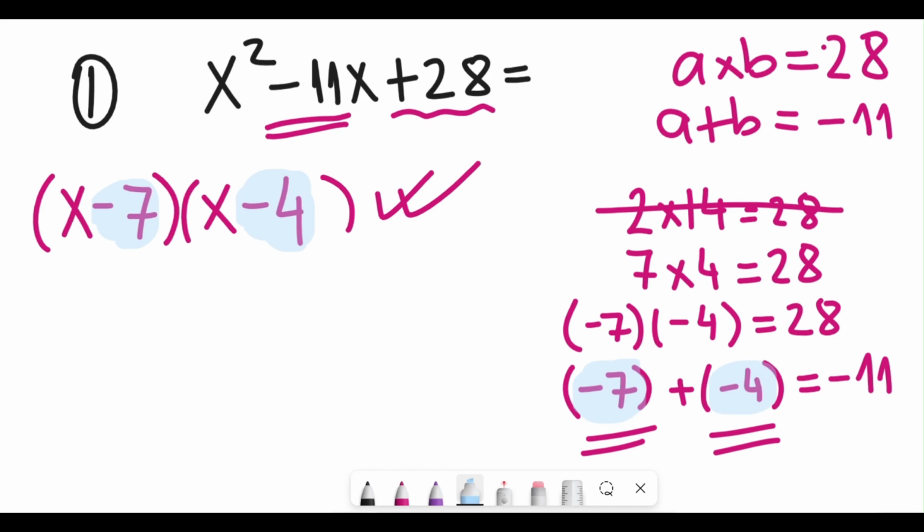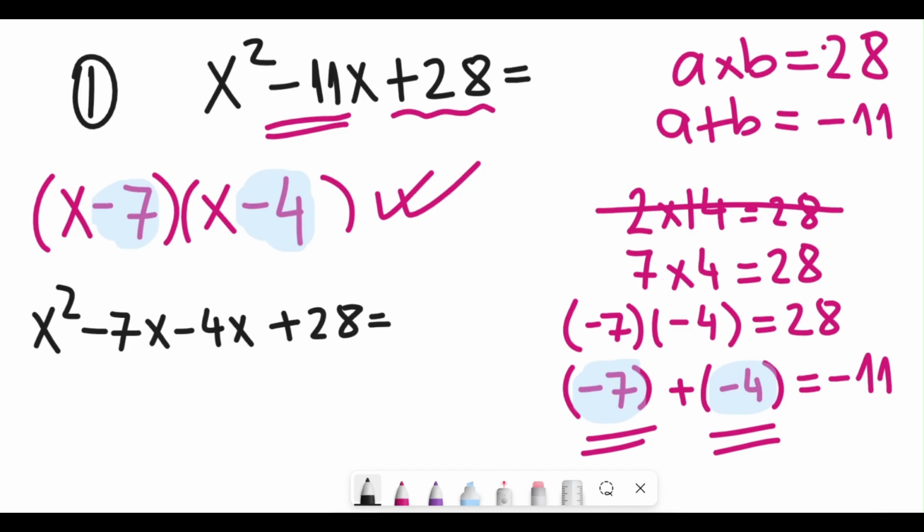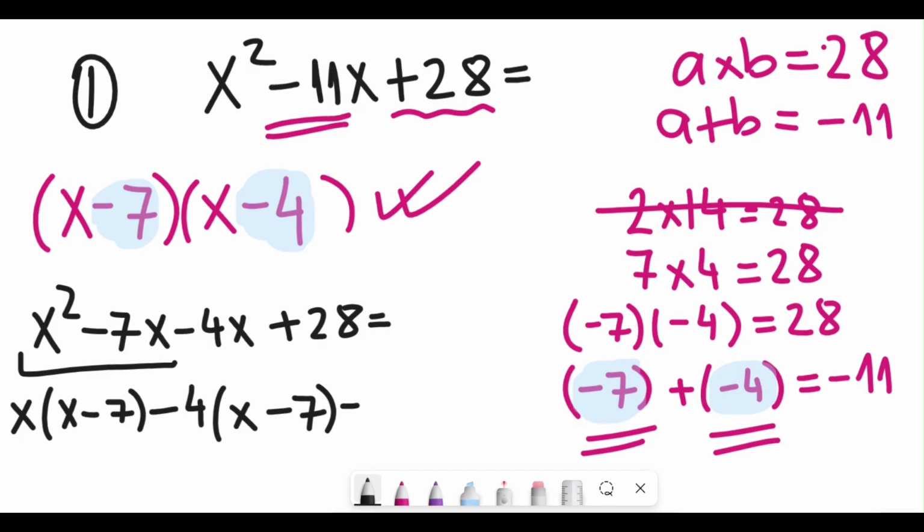Now again, if we want a longer way, it would be x squared. Instead of minus 11x, we write minus 7x and minus 4x, and then we copy plus 28. We perform the grouping here. From these two, they have x in common: x(x − 7). The other two have negative 4 in common: −4(x − 7), since −4 multiplied by −7 is 28. Finally, (x − 7) goes out.